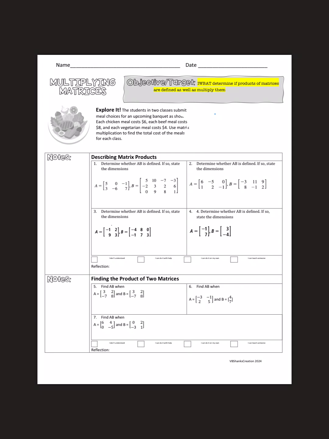Hi guys. Today we're going to be learning about how to multiply matrices. And so by the end of this lesson, you should be able to determine if products of matrices are defined as well as multiply them. Go ahead, write down that objective, and we'll get started.